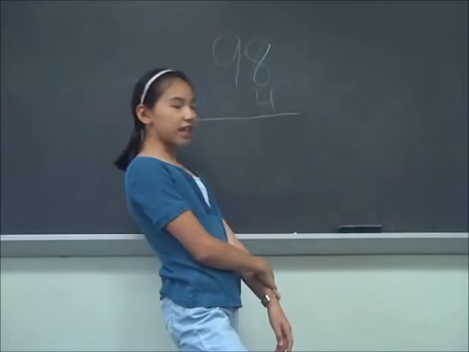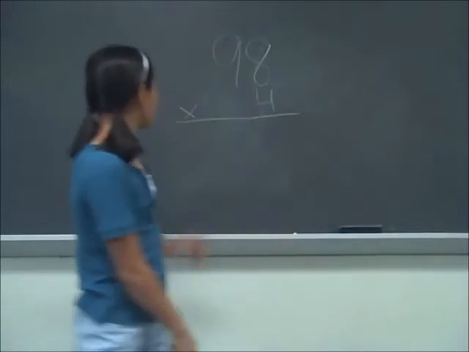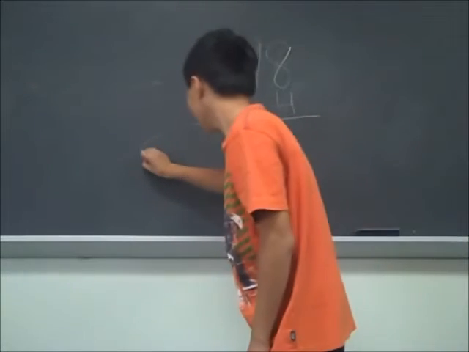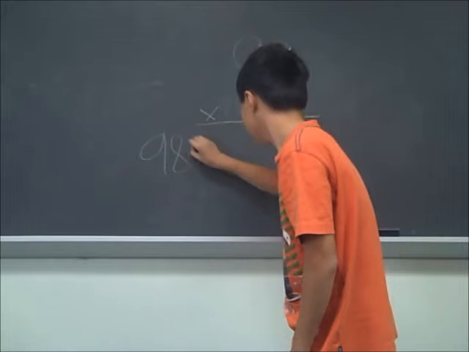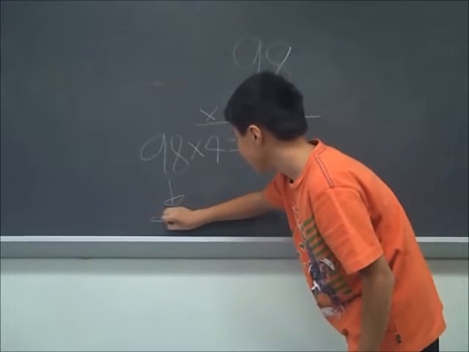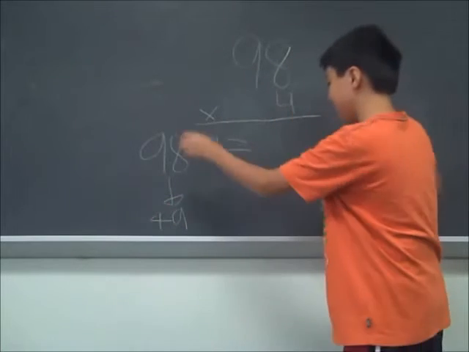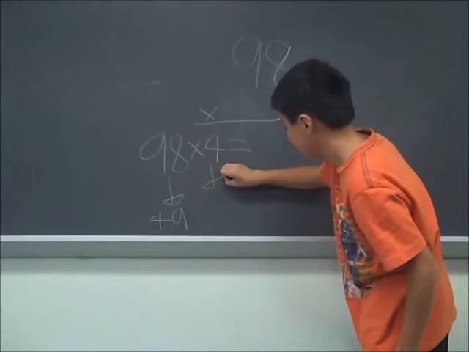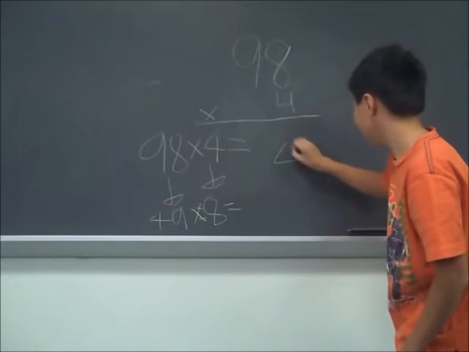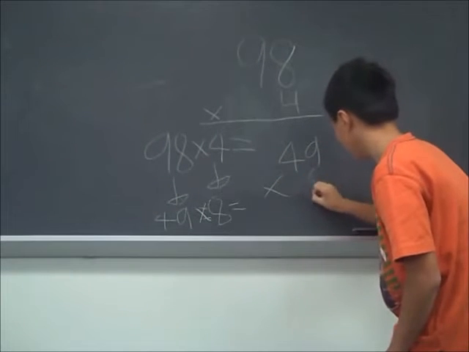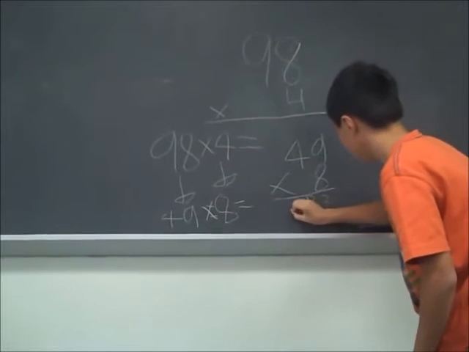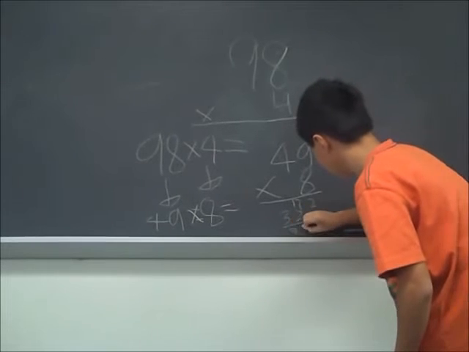Beep! Alright, it looks like Nicholas, who is Neek, likes to show us this problem. Come on up, Nick. Okay, 98 times 4. We divide this by 2, so it's 49. And when we divide this by 2, we double this, so it's going to be 8. So 49 times 8 is 8 times 9, 72, and 4 times 4, 32, so it's 392.